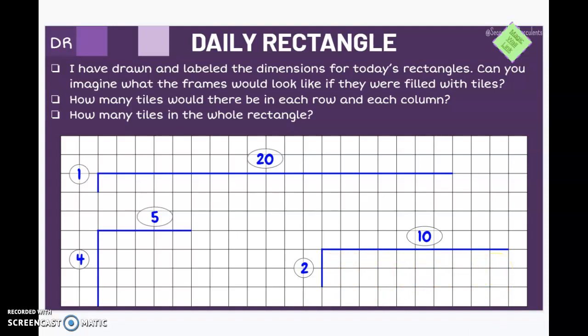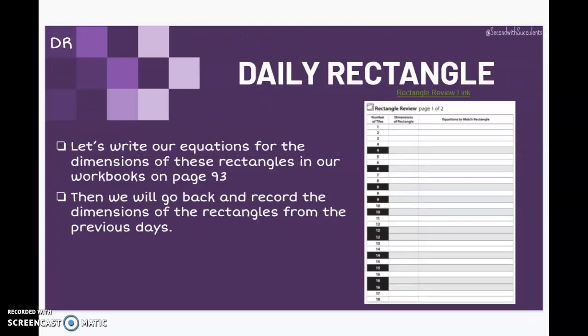Now that we have a better idea of what these rectangles will look like, let's jump into our Number Corner book. On page 93, we're on 93 today, to write the dimensions and some equations for these rectangles. Then we'll go back and work on the last few days. Remember the other day we didn't quite finish up going back to look at our rectangles, so we'll see if we can get the rest of our days filled in.